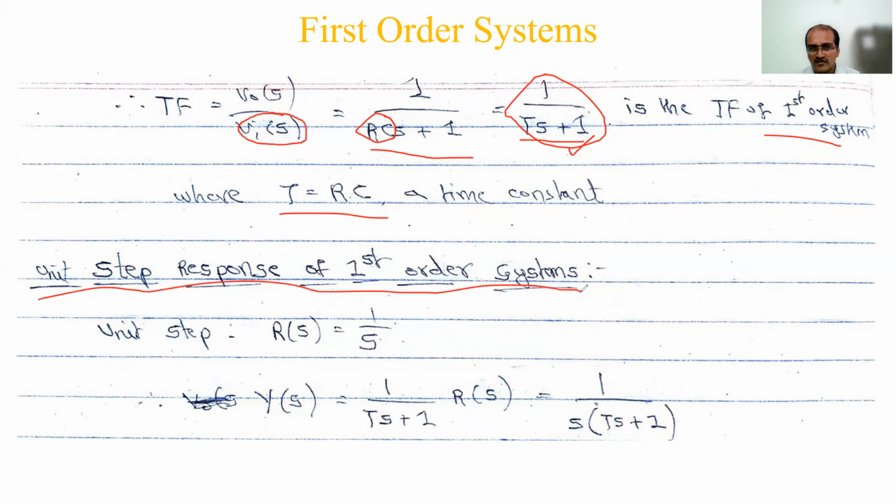So now we have understood what a first order system is, and what its transfer function and time constant are. Now for unit step, R of S is 1 by S. This we have studied in standard signals. So I will substitute that. I'm going back to the standard formula, not this example one. So it is 1 by tau S plus 1 into R of S. R of S is 1 by S, so that will come in the denominator. So the output Y of S becomes 1 by S into tau S plus 1.